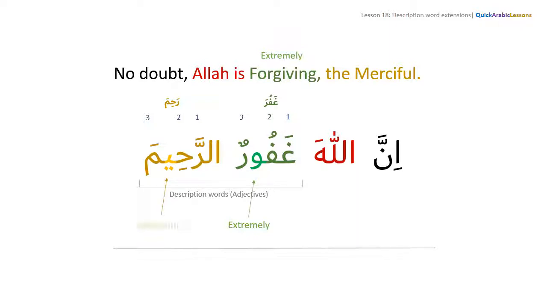Now for the word Rahim, adding a letter ya after the second root letter means constantly. So no doubt Allah is extremely forgiving, the constantly merciful. That's a good translation.